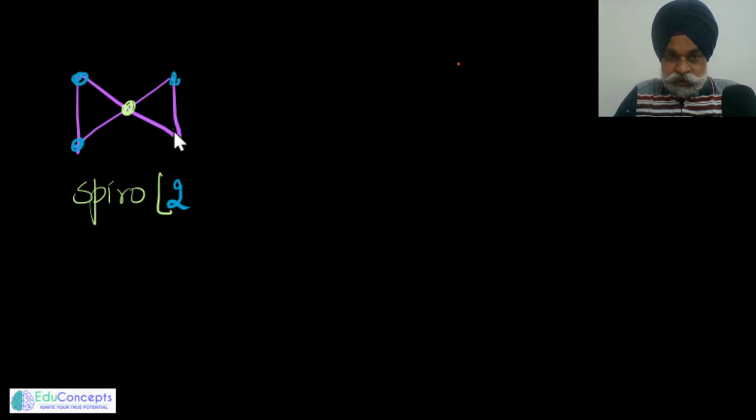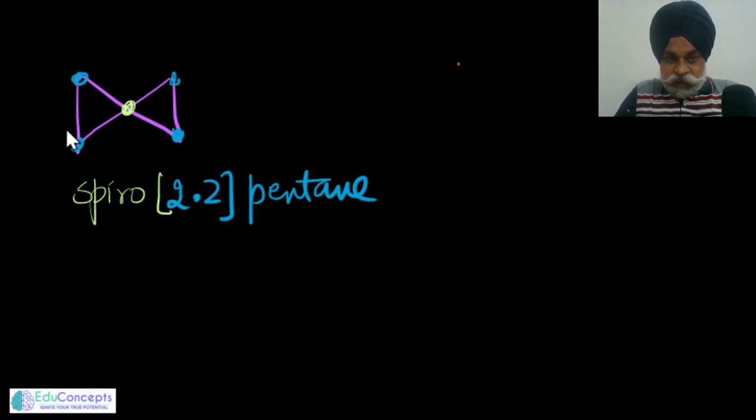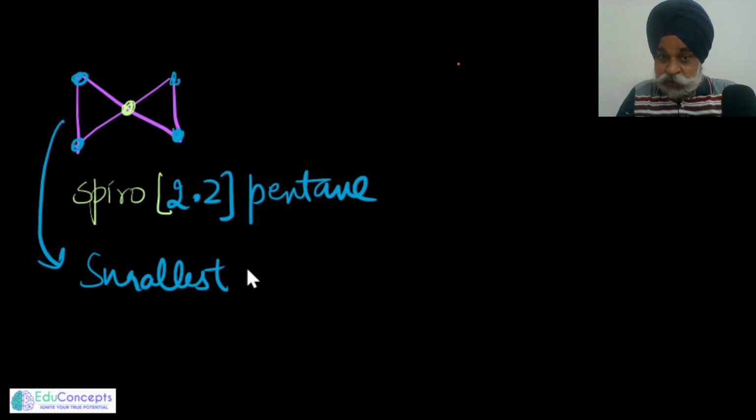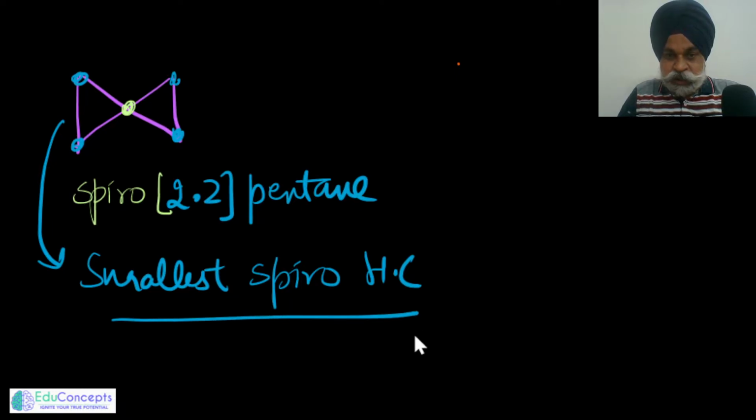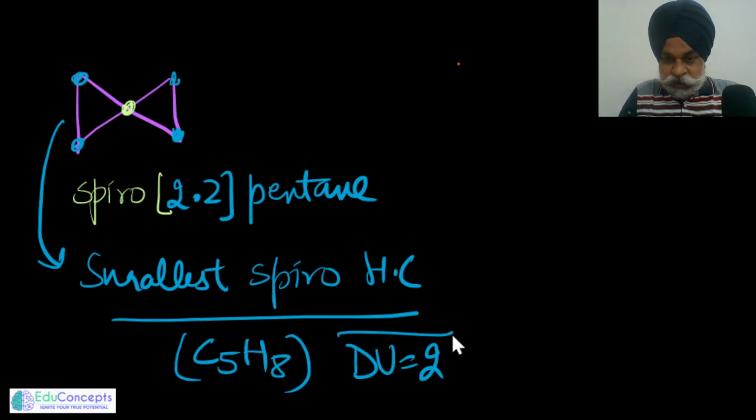Moving on further, if I write for this one, it would be Spiro, and you can see very well here you have 2 carbon atoms, and on this side also you have 2 carbon atoms. So it is Spiro[2.2]pentane. And as a matter of fact, this is the smallest in the homologous series of Spiro hydrocarbons. It is the smallest Spiro hydrocarbon, isn't it? And the formula for this would be C5H8, because it is having 2 rings, so the degree of unsaturation would be 2 in this case.